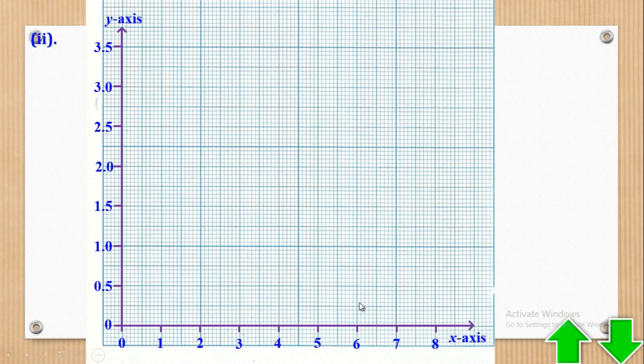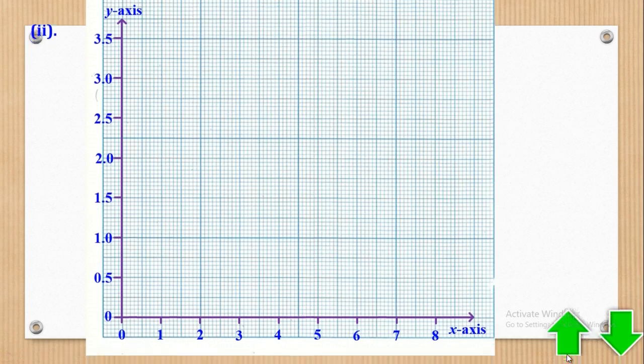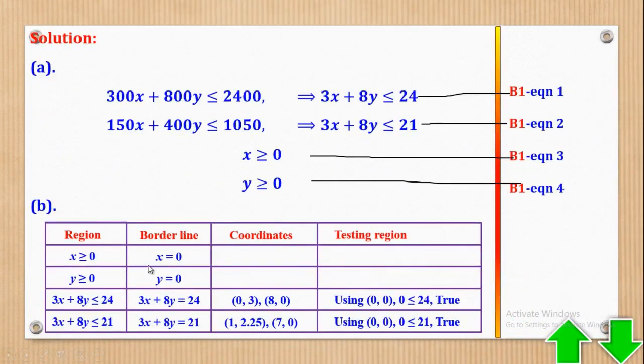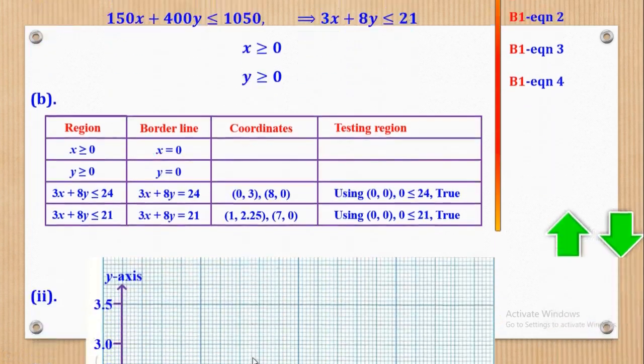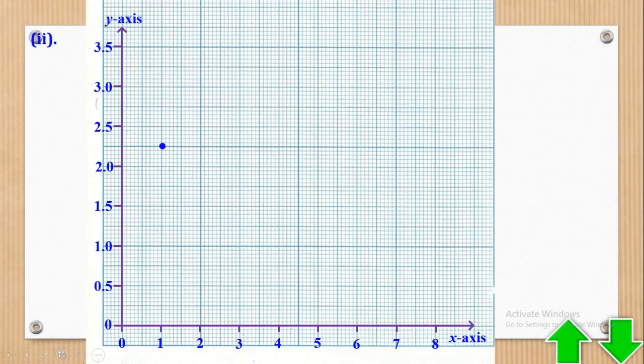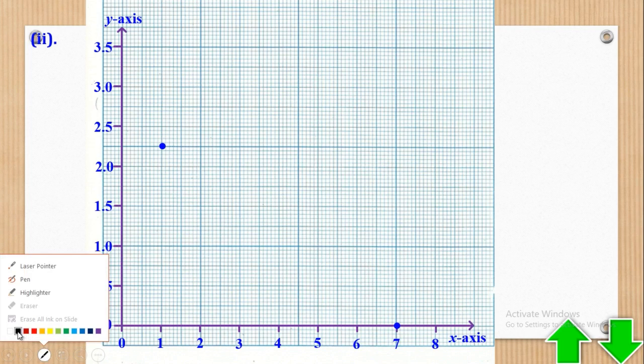When that is done, next is to plot. Now, to plot, we have to use these values. For example, this is the y-axis, and this is the x-axis. For this one, we have to plot 2 points, that is (0, 3) and (8, 0). And after that, we shall join. Then for this one, we have to plot 2 points also, (1, 2.25) and (7, 0). So we shall start with (0, 3), (1, 2.25). So 2.25 means a quarter. So this is 2.5, this is 2, therefore midway is 2.25. Then also (7, 0), which is there. So these are the 2 points.